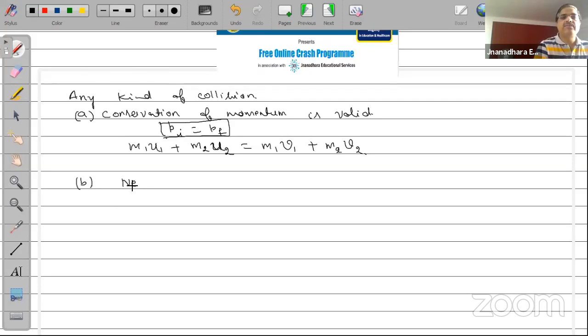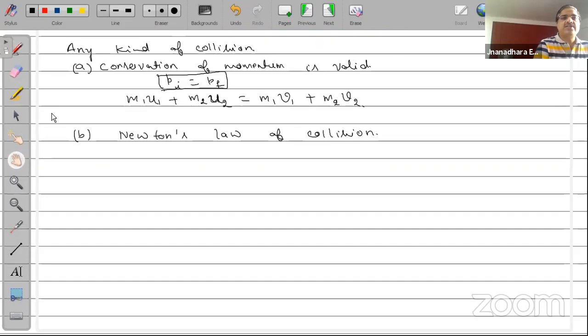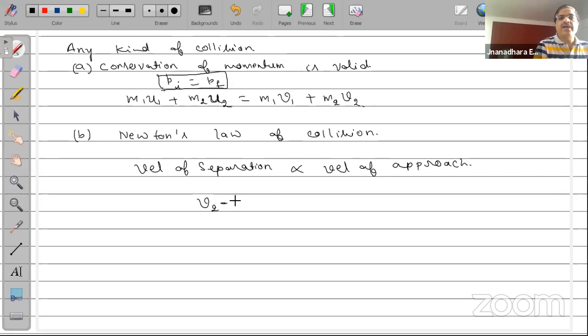This is called Newton's law of collision. Newton's law of collision will be very, very useful for solving problems. What does it say? It says that the velocity of separation is proportional to the velocity of approach, which is v2 minus v1 is proportional to u1 minus u2.